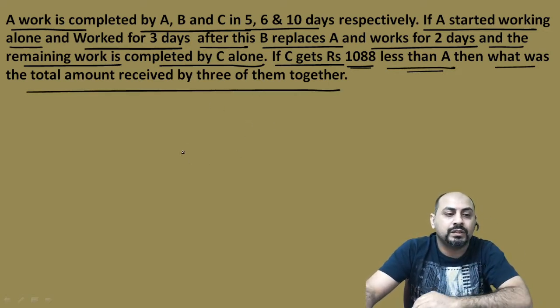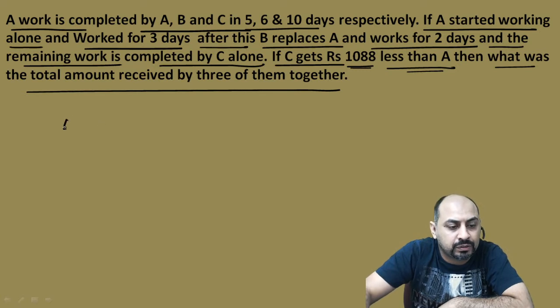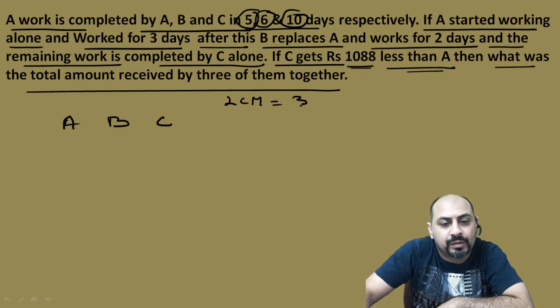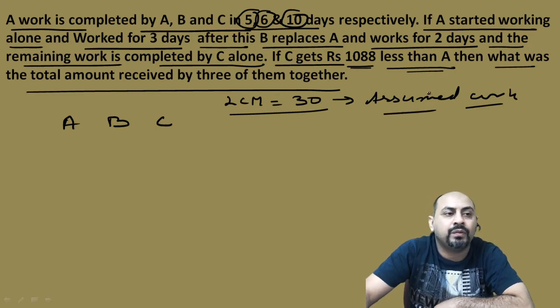Now you can use this concept very easily, and you can say, okay, fine, A, B and C are taking how many days? Please pay attention, 5 days, 6 days and 10 days. So the LCM of these three values becomes 30, and this is also our assumed work, right? So this is the assumed work that we have at hand.